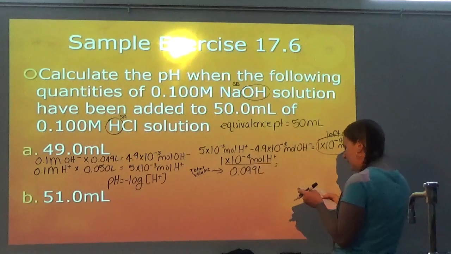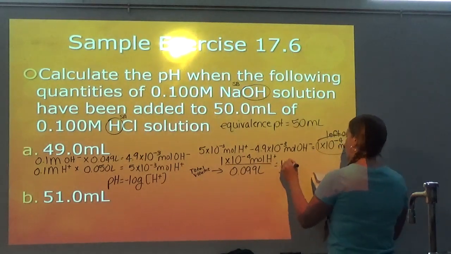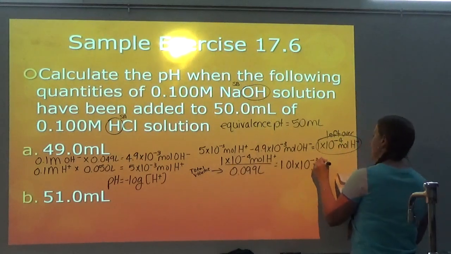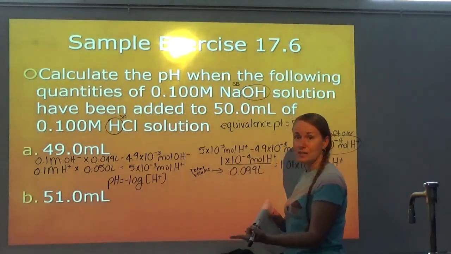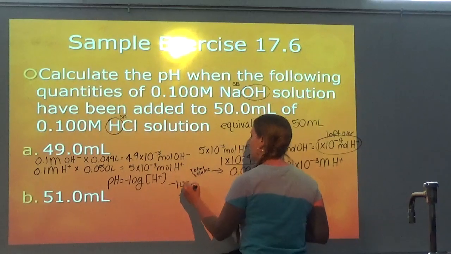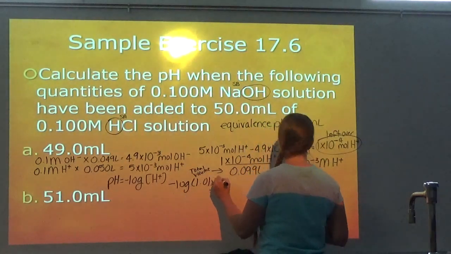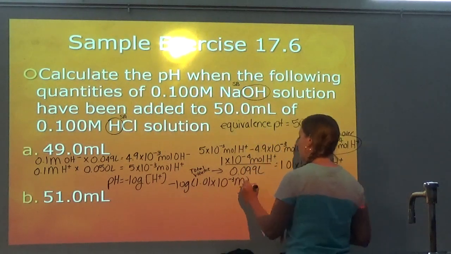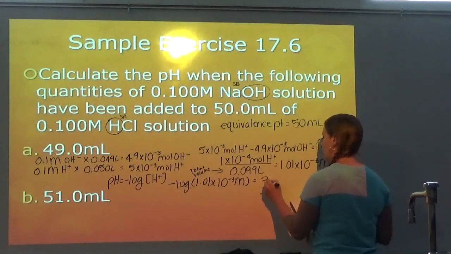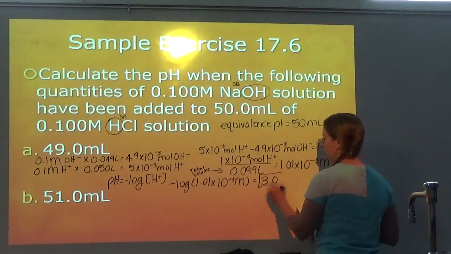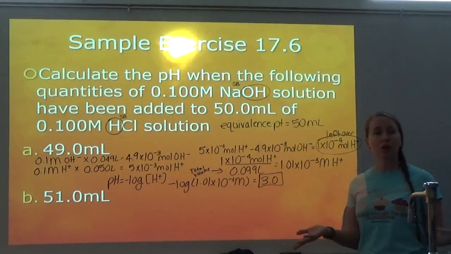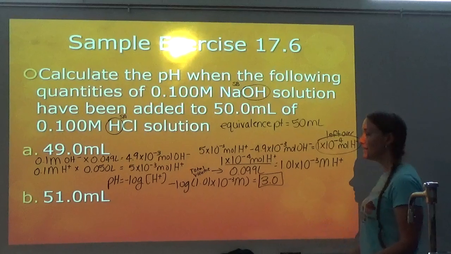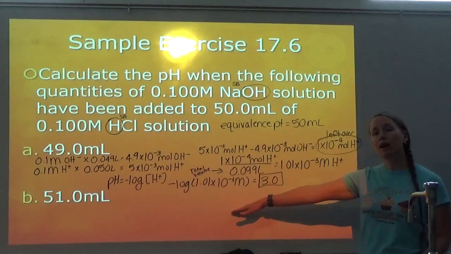All right, and once I get that, I got 1.01 times 10 to the negative 3 molar for H plus. So now I can plug that into my formula. It's negative log of 1.01 times 10 to the negative 3 molar, and that gives me 3.0. So that's my pH, which makes sense because we haven't neutralized all of the acid yet, so it makes sense that it's acidic. All right, so now we're going to go after the equivalence point.